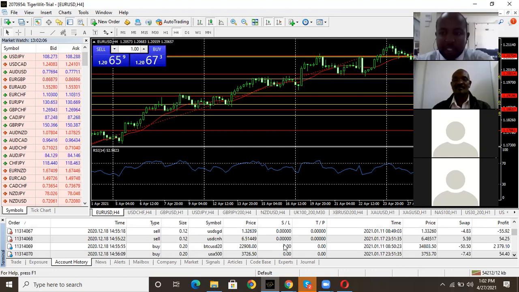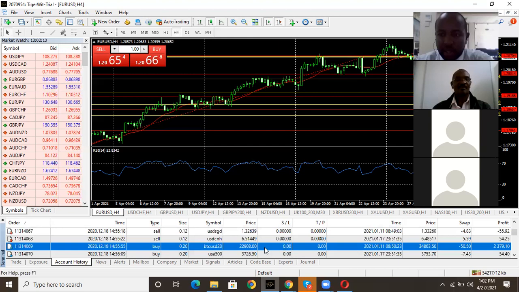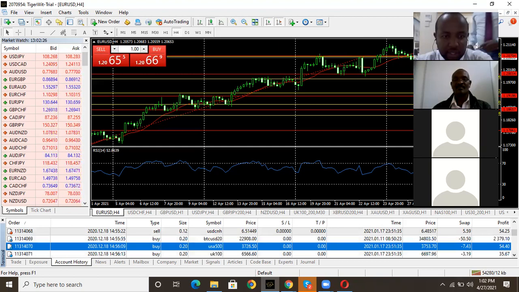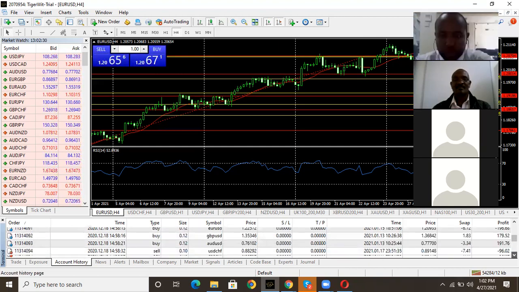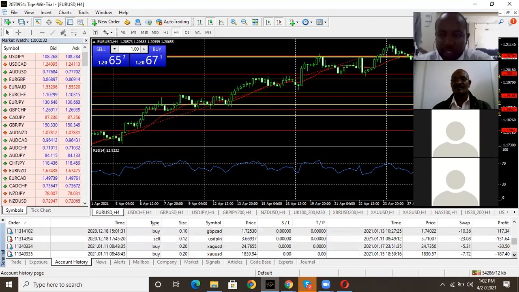Oh, I made a good amount on BTC. This was some time back. You can also see the date. You can see the order. You can see the time. You can see it was a buy. This was the size 0.2, and this is the profit, and this is the swap. Then cumulatively, you'll see down here, it has been added up. Let's go down, up to here.